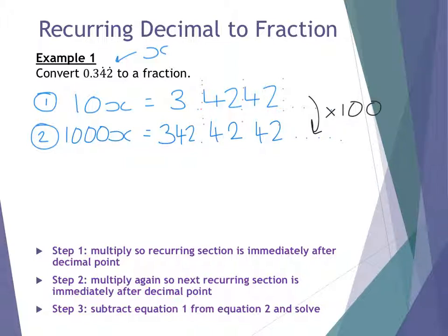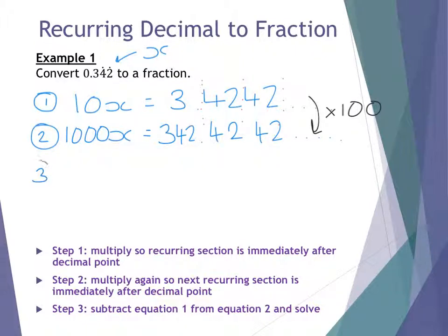As a quick check, you're just thinking about how many positions have been filled up by the digits. So if there's one digit in the recurring section, you times by 10 at this stage, but as there's 2 digits recurring, we'll times by 100, 3 digits would times by 1000.